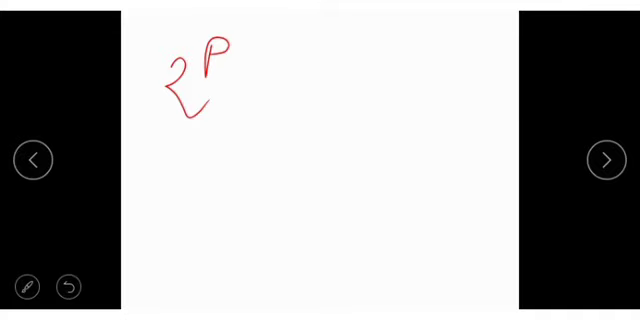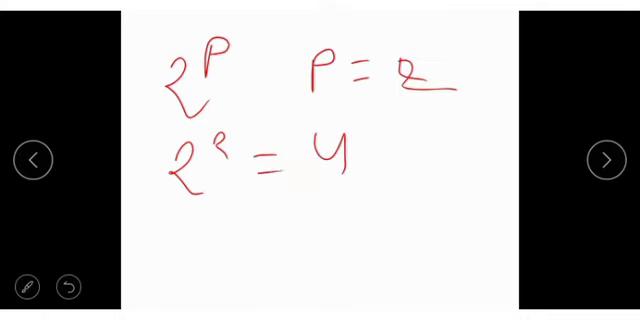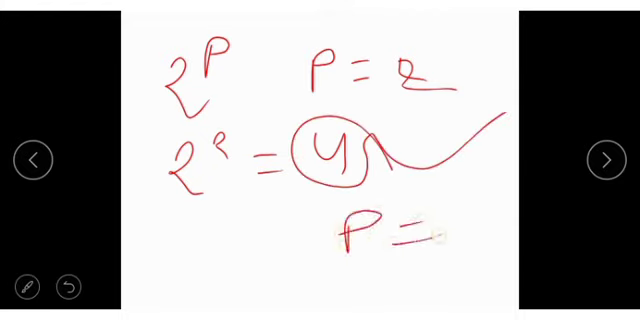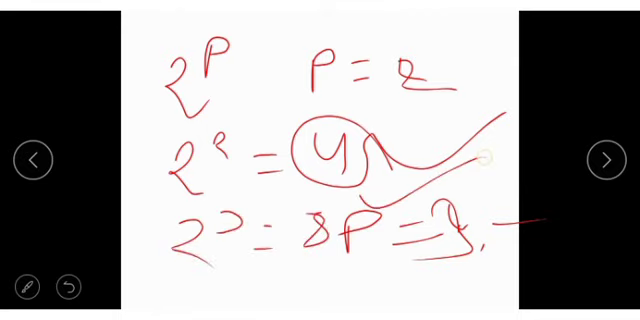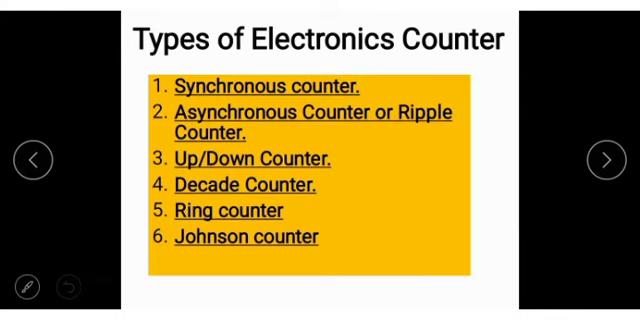If we have a number of flip-flops, then the frequency division of any counter is 2 to the power p. That means if we have 2 flip-flops, we can put p equal to 2, then we get 2 squared equal to 4. So with 2 flip-flops, our frequency division is 4. If we put p equal to 3 or 4, then 2 cubed means 8 frequency division, and 2 to the power 4 means 16 frequency division. The types of electronic counter are the synchronous counter and the asynchronous or ripple counter.